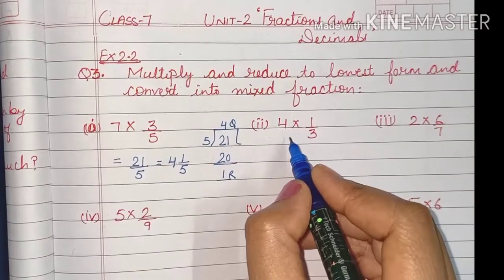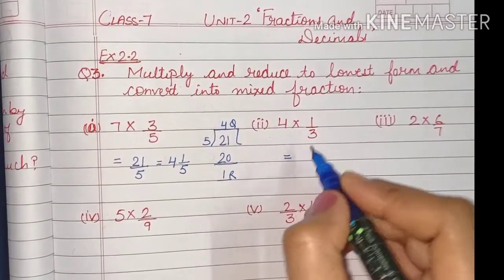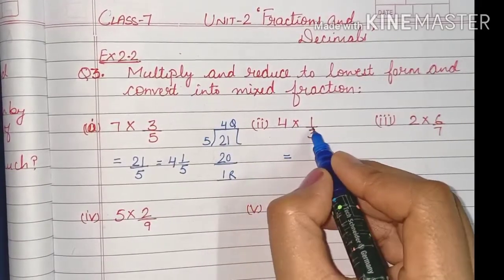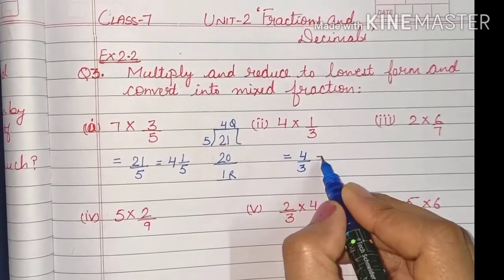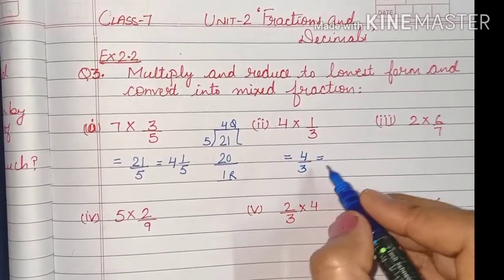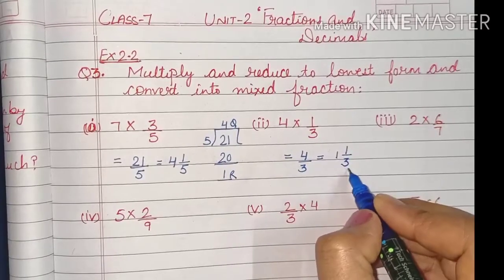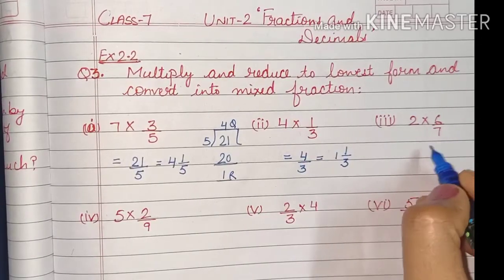The second part is 4 multiply 1 upon 3. Here we will multiply 4 by 1. So we will multiply the numerators 4 and 1. So it is 4 upon 3. And when we convert into mixed fractions, it will be 1 and 1 by 3. Third part, it is given 2 multiply 6 upon 7.